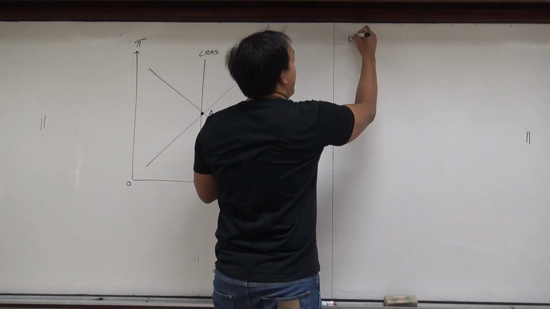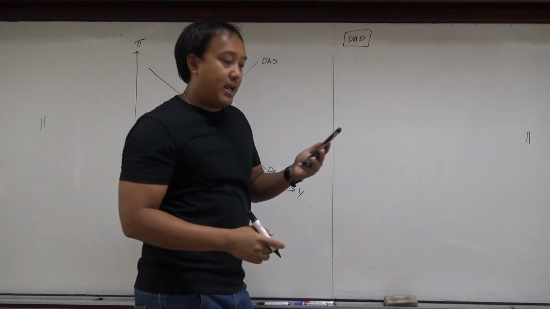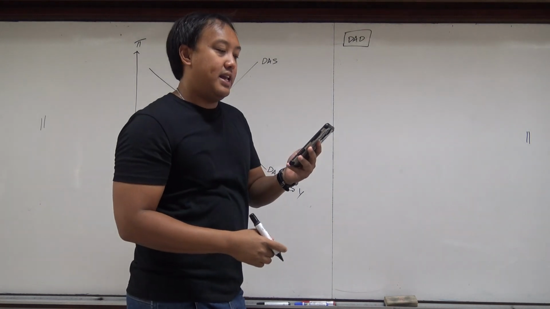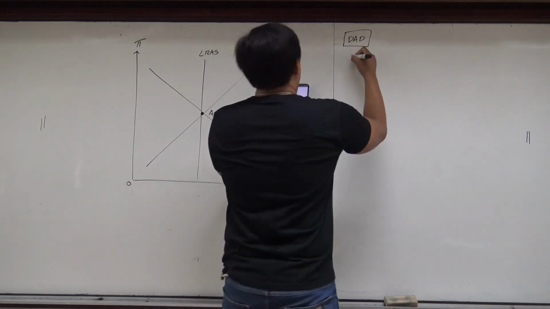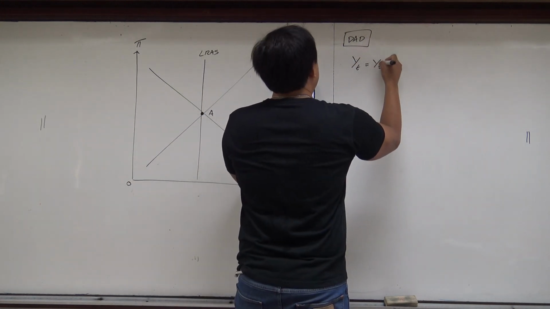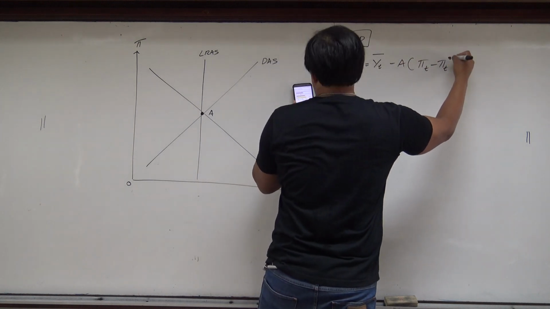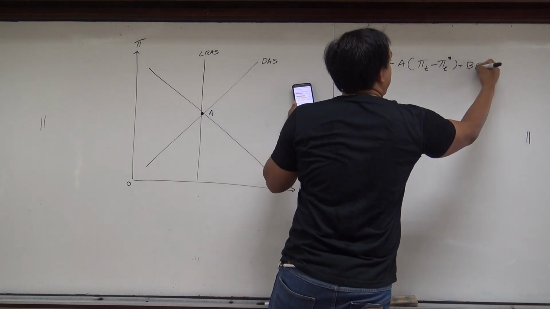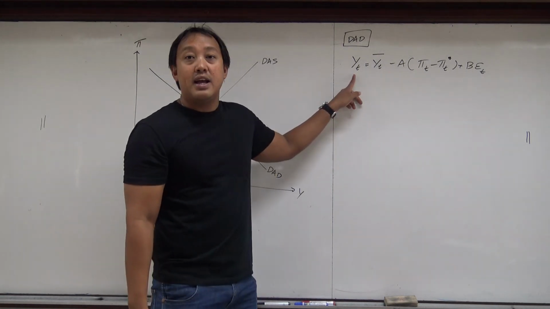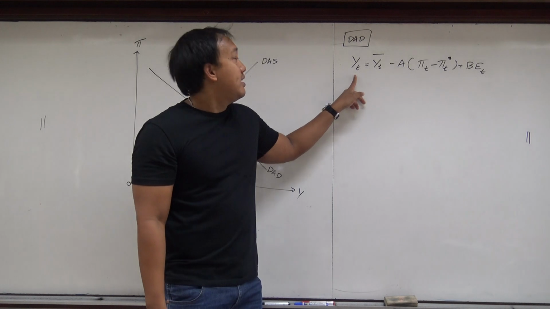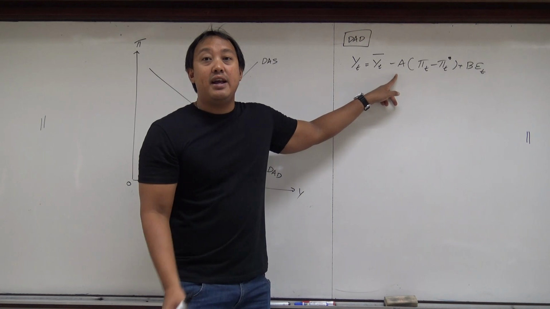Then DAD, where does it come from? Let me write down over here the DAD equation, the dynamic aggregate demand equation. DAD comes from the equation that we solved together last time: Yt = Yt bar - A(pi t - pi t star) + B epsilon t. This is the equation of dynamic aggregate demand, demand for the whole country. Y depends on Y bar, the output at the full employment level. Parameter A, don't worry about it.